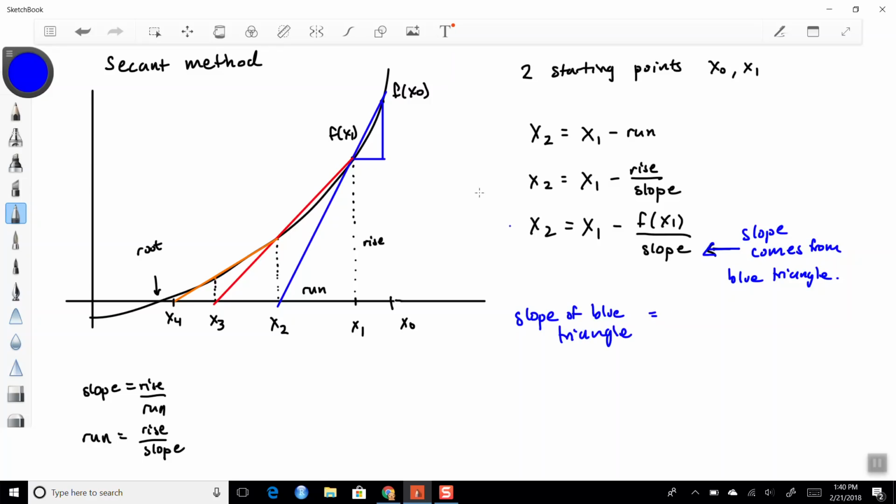Okay, this is the rise divided by the run there, right? So the rise over run, the rise is going to be f of x0 minus f of x1. Is that okay? That's the rise, that's the difference there. And then the run is going to be x0 minus x1.